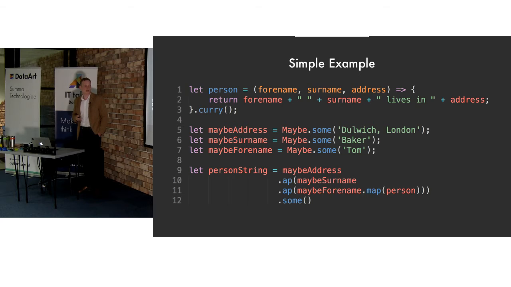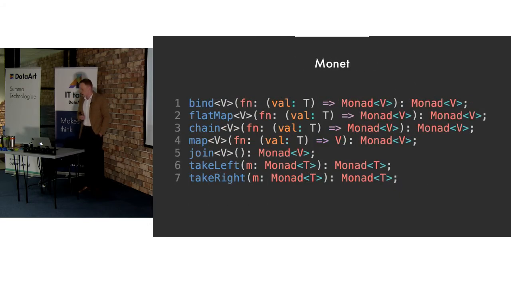And sometimes such a way of writing code is really simpler and more useful. For example, there are some default methods you can use. You can use bind, flat map, chain, map, join, take left. You can see just the interface of them.